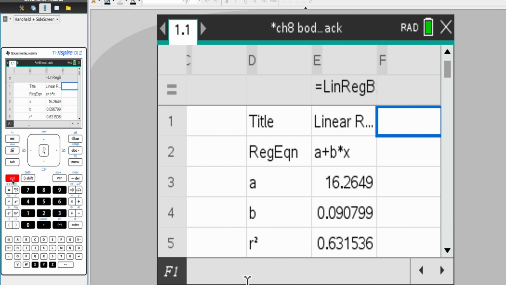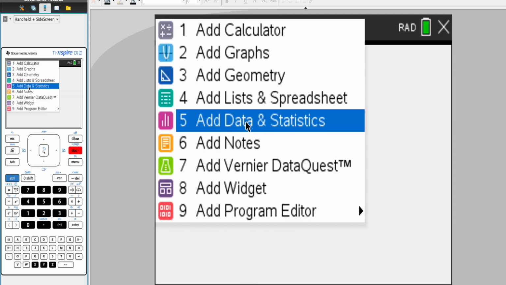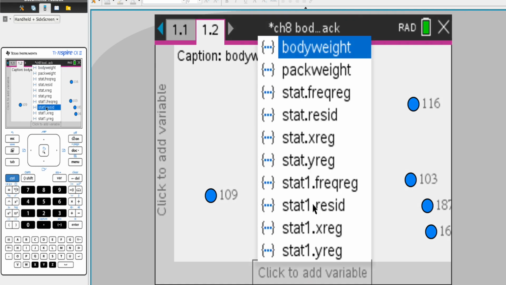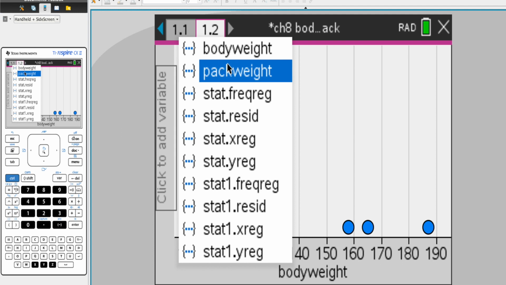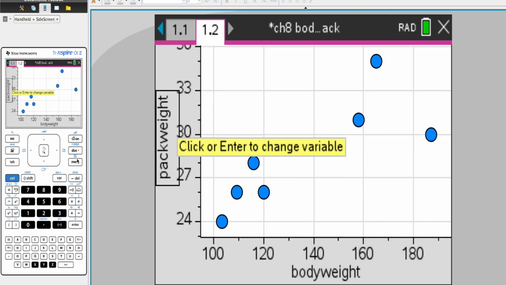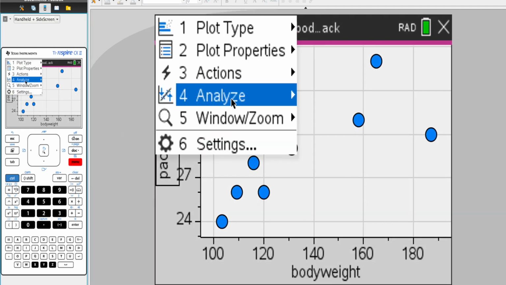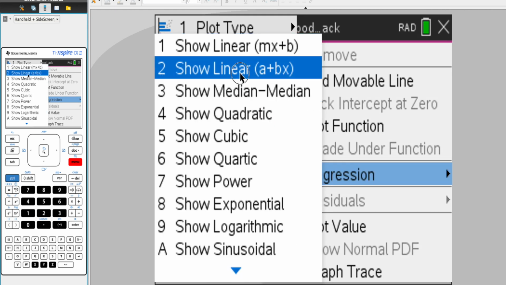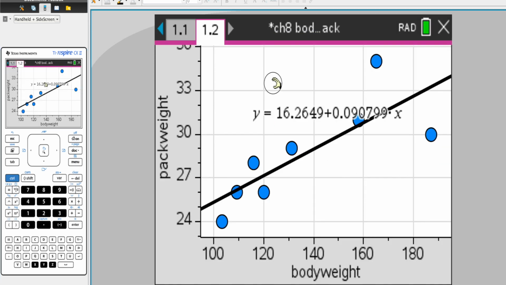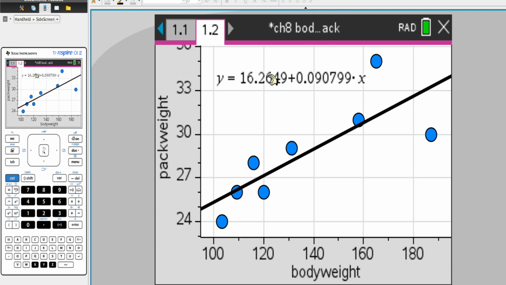If we wanted to see, control doc, our spreadsheet or our scatter plot, we would have body weight as our x and our pack weight as our y. If we wanted, again, to get our line of best fit, we would go analyze, regression, and then let's do a plus bx for linear regression. We get the exact same equation.